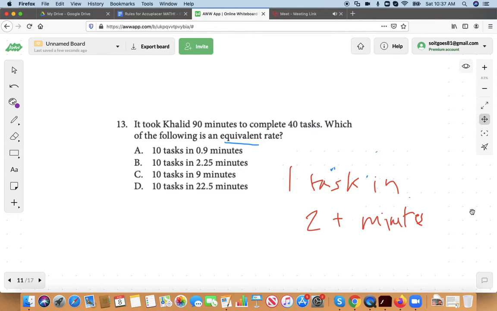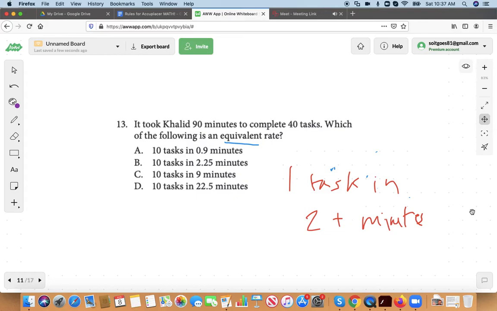Because 9 is just 0.9. It's like really, really fast, right? That'd be 10 tasks in 0.9 minutes. 0.9 minutes is less than a minute. It's just a little bit less than a minute, but it's less than a minute.